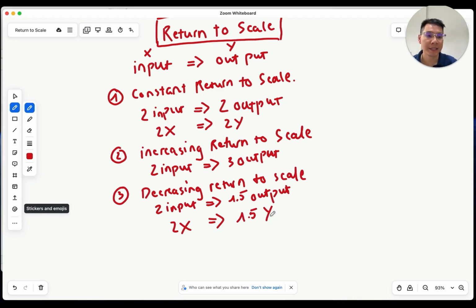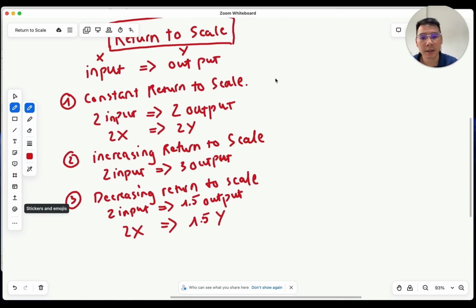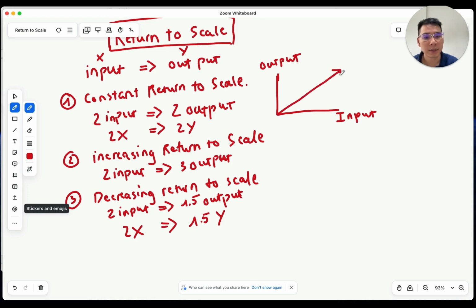Now, if you represent these in terms of graphs or charts, for constant returns to scale, let's say I'm drawing a graph like this, with the input on the x-axis and the output on the y-axis, you get a straight line. For increasing returns to scale, with input as I and output as O, every input you put in gives you an exponential increase, so you're getting more output.